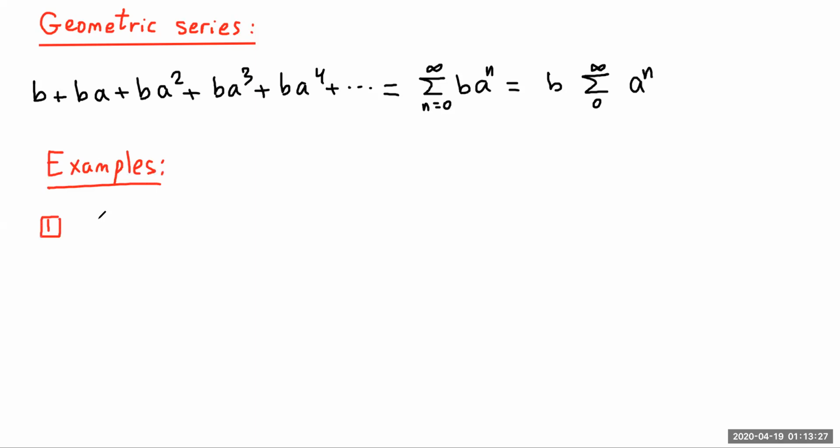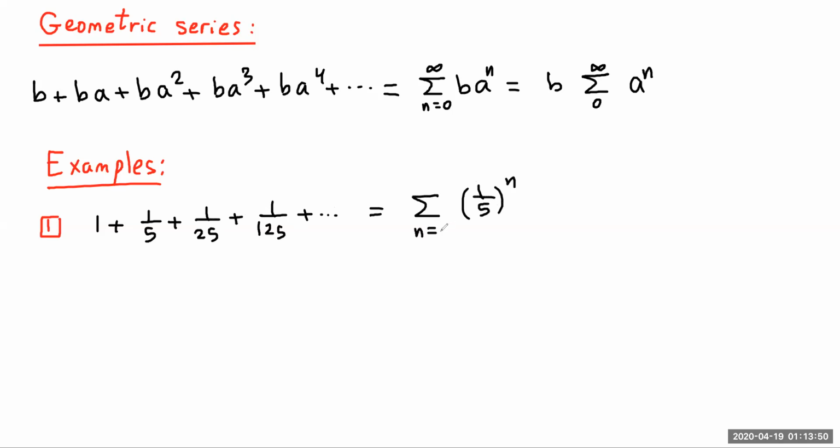First example, if I take 1 plus 1 over 5 plus 1 over 25 plus 1 over 125 plus, without stop. So this is sigma 1 over 5 power n from n equals 0 to infinity.